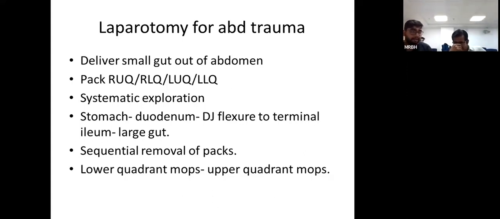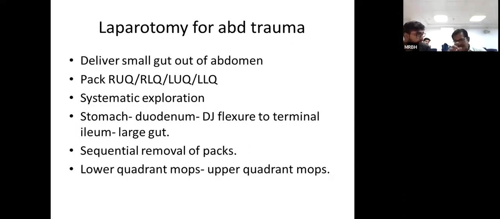Then we have grade 3, with involvement of 50 to 100% of the circumference in D1, D3, and D4 regions of the duodenum, and 50 to 75% of the circumference in D2. Grade 4 has almost 100% involvement of the circumference in the D2 part of the duodenum, along with injury to the ampulla and the distal part of the common bile duct. And grade 5 has combined pancreaticoduodenal injuries with devascularization of the duodenum.